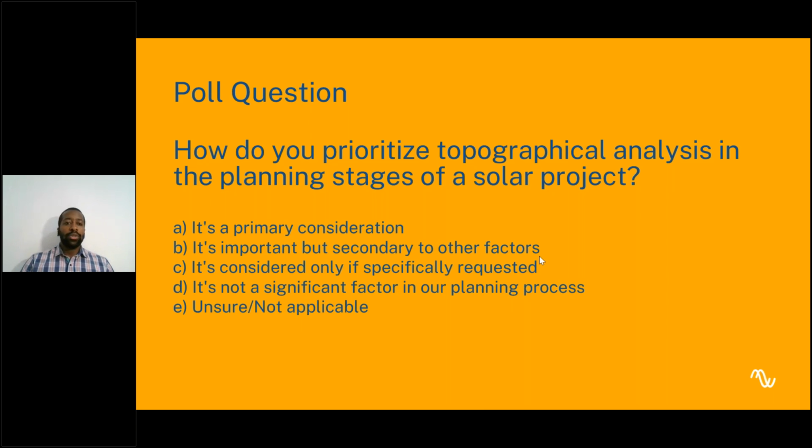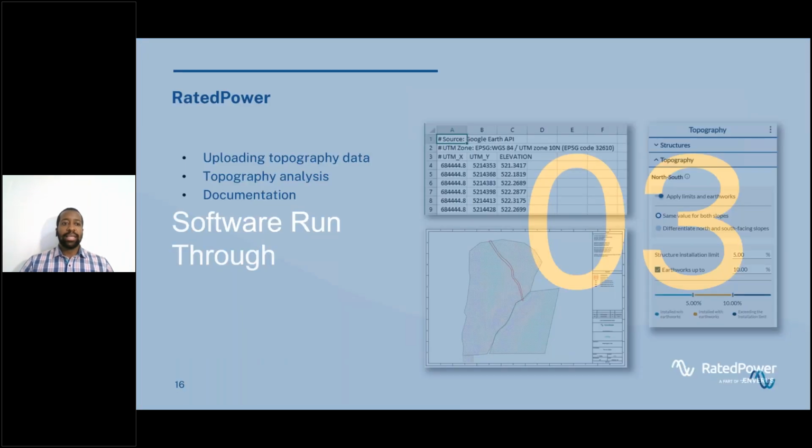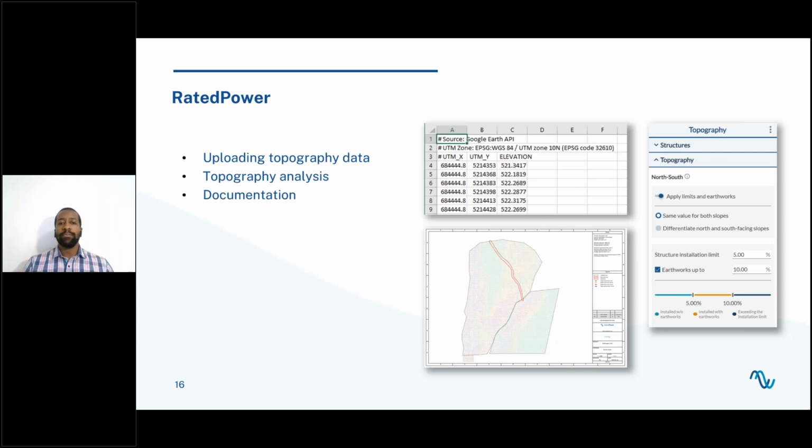And now what we're going to do is a software run through. Basically what we're going to check on RatedPower is how to upload your topography data. We're going to check the topography analysis, and we're also going to be checking the documentation that you can export, right? Because you don't only want to do all of the studies here, but you also need some data so that you can later proceed to the next stages of your project.